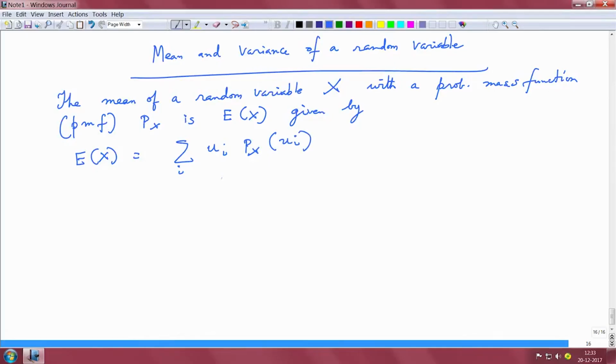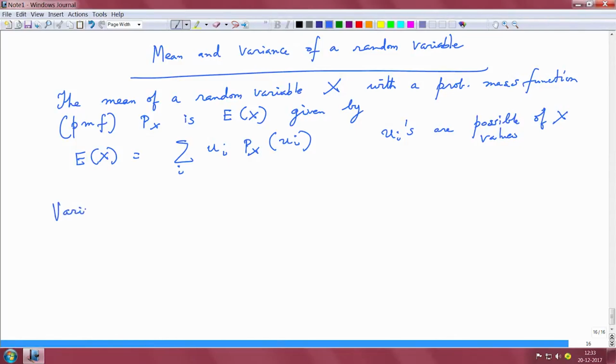That is, these u_i's are basically the possible values of the random variable X, and you are looking at the statistical mean over all these possible values of the random variable X. So, this is given by this quantity. It is weighing the possible value with the probability mass function associated with this variable, and then you average it.